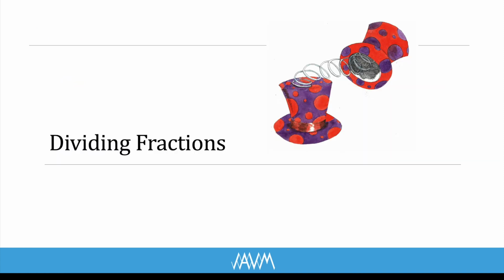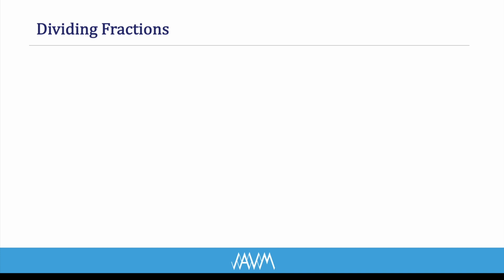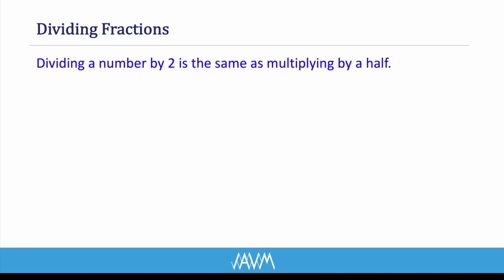Dividing fractions. Here we use the sutra Paravartya Yojayet, Paravartya Yojayet, which means transpose and adjust. If you consider dividing a number by 2, it's the same as multiplying by a half. Let's have a look at this. For example, 4/5 divided by 2, obviously, is 2/5.